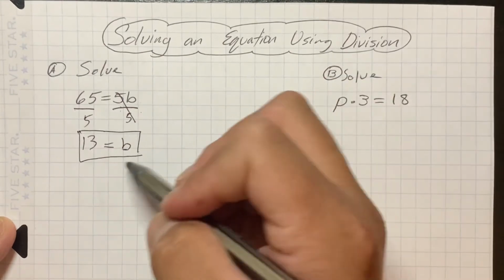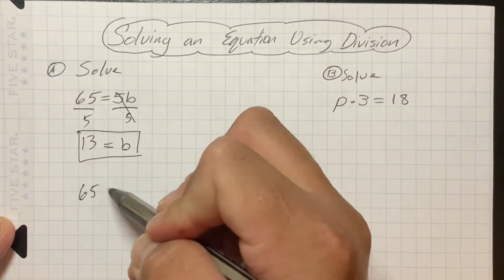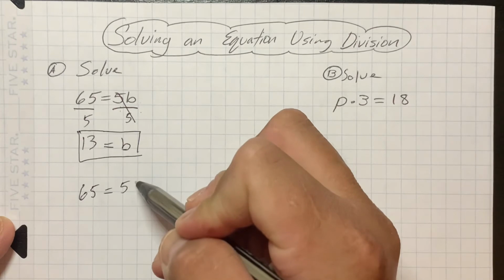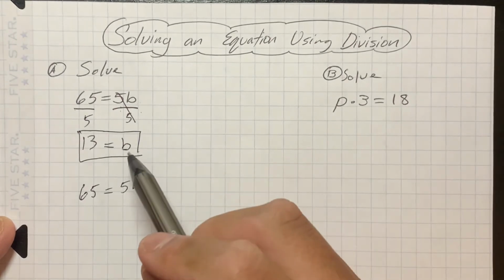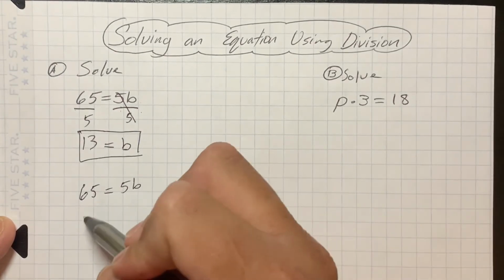Now let's check this. So we rewrite the equation, but this time we substitute 13 for b.